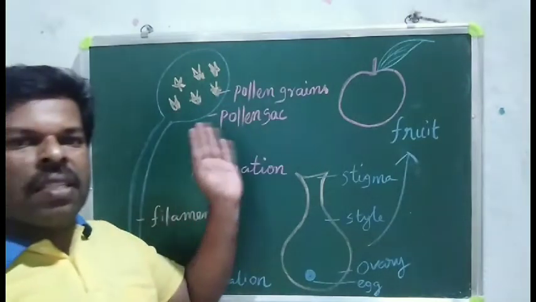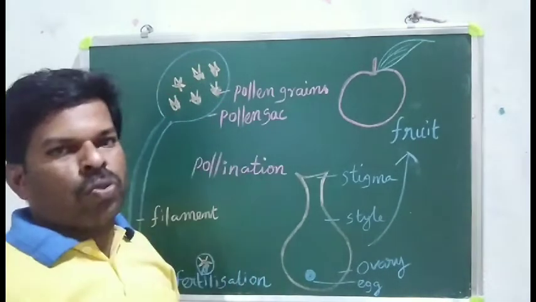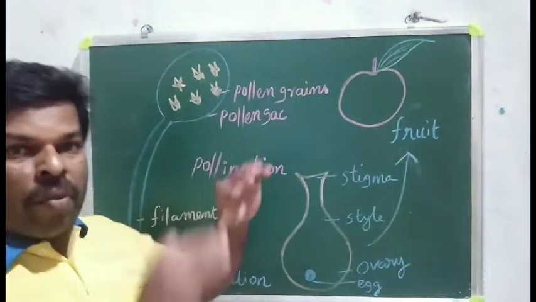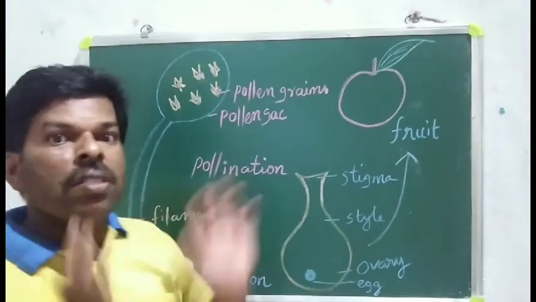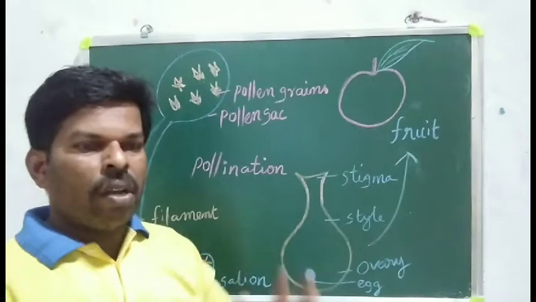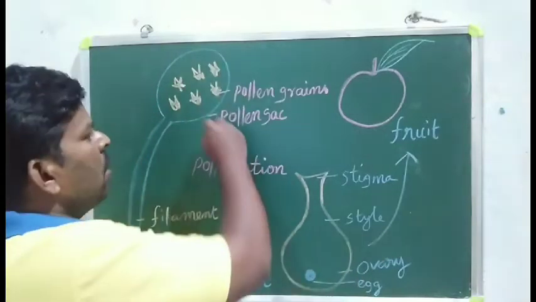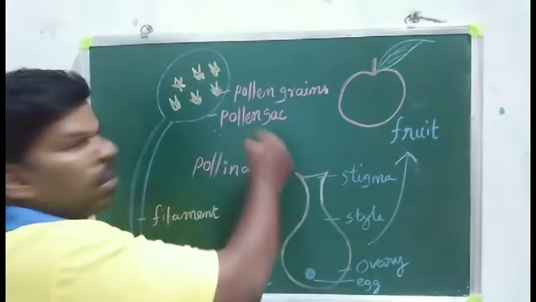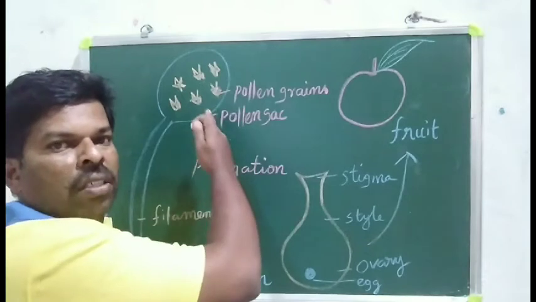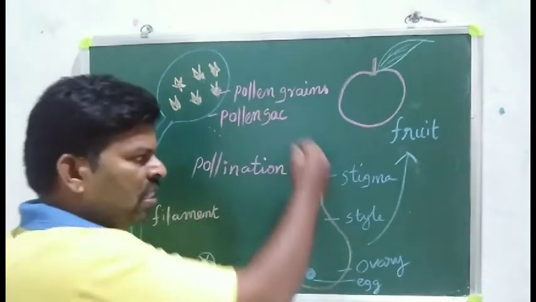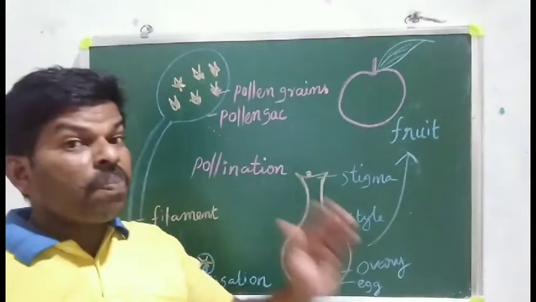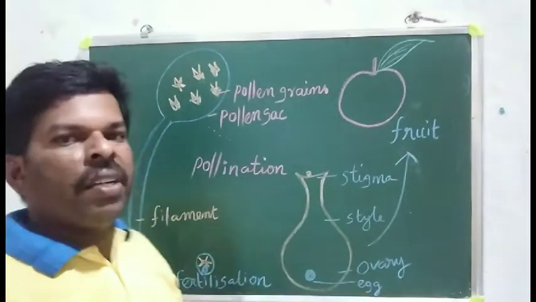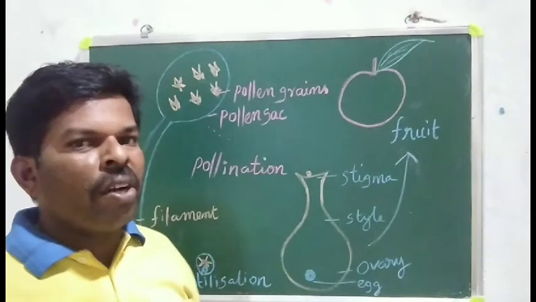Inside the pollen sac they have small spores. When the pollen sac matures, it is going to burst and release the spores. The spores released from the pollen sac reach the stigma. This process is known as the pollination process. What is pollination?